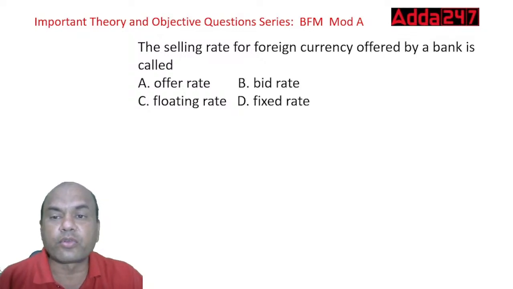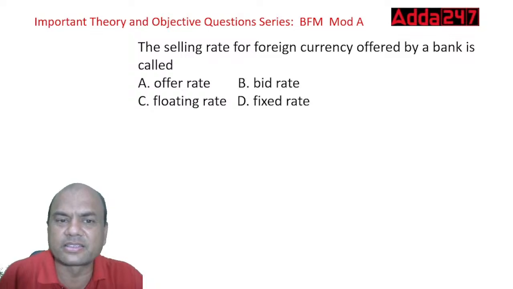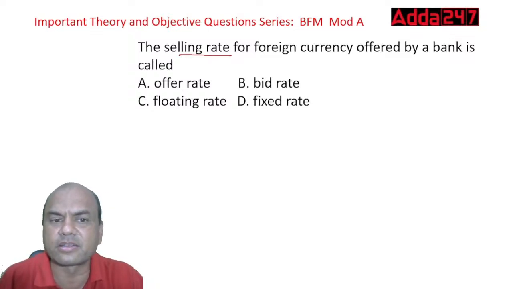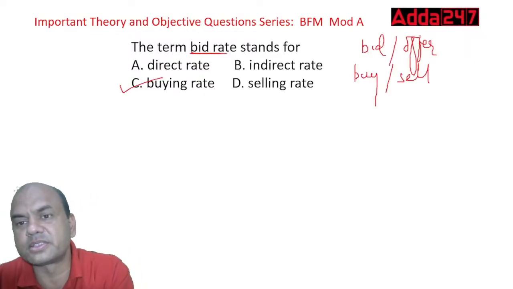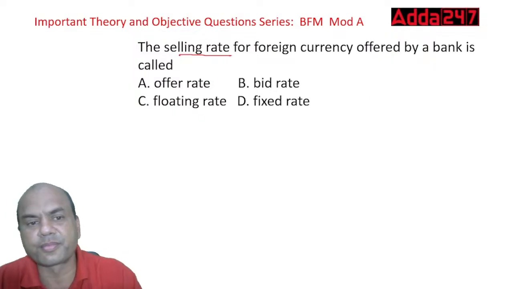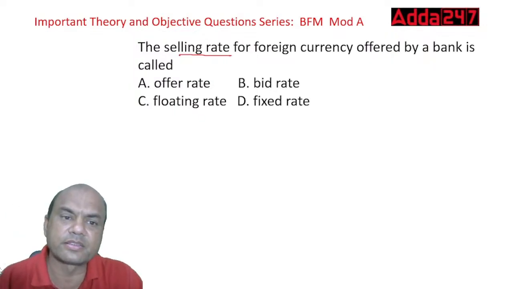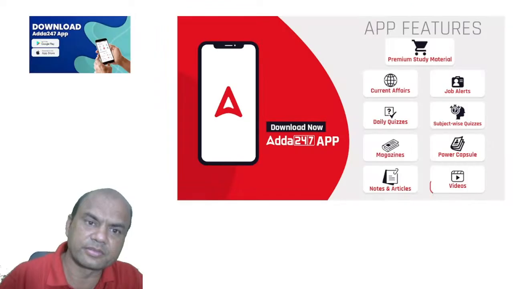The selling rate of a foreign currency offered by a bank is called as, just now we did it. Selling rate, sell rate is known as what? Give me in the comment section. Just now we saw it. Yeah, this one. Sell is what? Correct? Type fast. Offer. Isn't it?